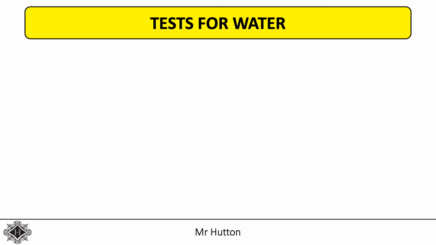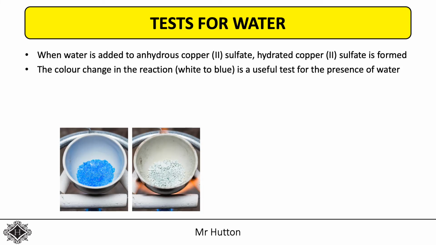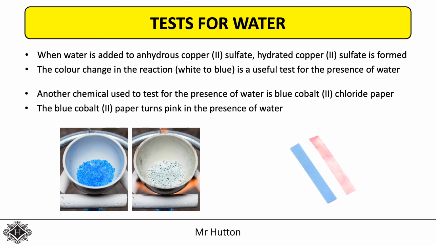Okay, at the start of this lesson, I talked briefly about tests for water and how these two things could be used to test for water. So the first one was anhydrous copper sulfate, so our white anhydrous copper sulfate. Okay, when in the presence of water, that will actually turn blue, is the hydrated copper 2 sulfate. And the second one was our cobalt chloride paper. So normal blue cobalt chloride paper will turn pink in the presence of water.